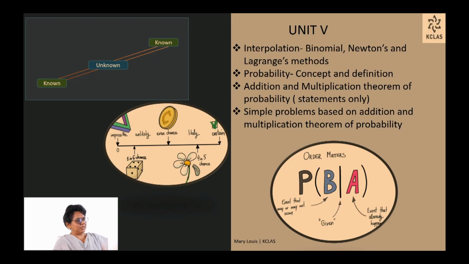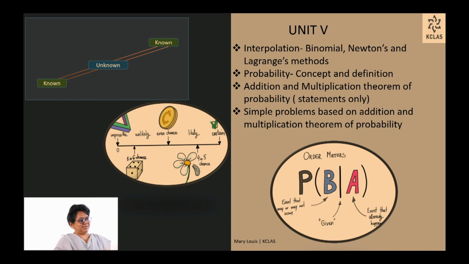Interpolation is a mathematical technique used to estimate unknown values within a given range of data points. Key methods of interpolation include binomial, Newton's, and Lagrange's methods, each useful for estimating values between known data points, especially in fields where data is limited. In finance, interpolation helps estimate interest rates between two periods, while in engineering, it aids in predicting stress points on materials.